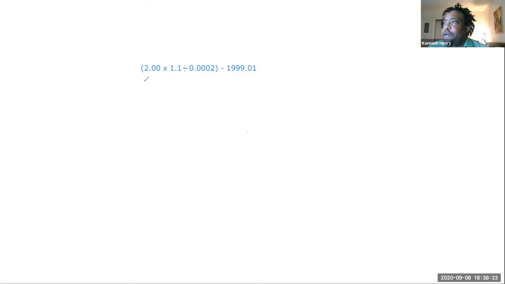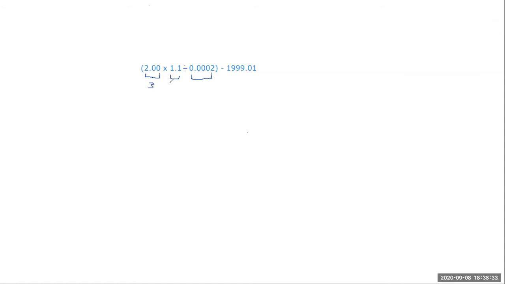So we have 2.2? Well, how many sig figs? Let's start off with that. The first one has 3, 2, 1. So that answer should have how many sig figs? 1. Okay, so let's go ahead and do the math.